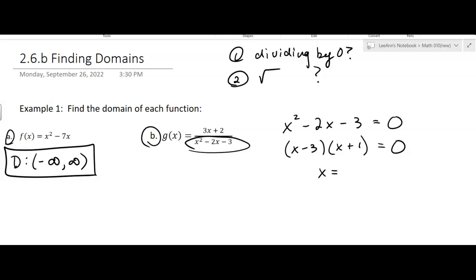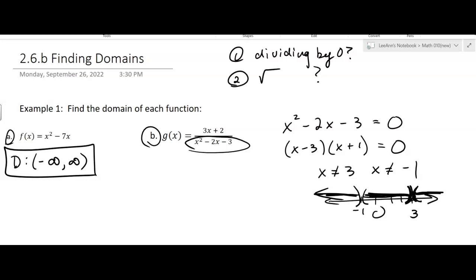So x cannot be 3, and x cannot be -1. Now on a number line, what that looks like then is, here you are at 3. Okay, I can't have 3. Oh, they use the parentheses, don't they? So don't include the 3. And then I can't have -1. So don't include the -1. But these numbers in between are fine.